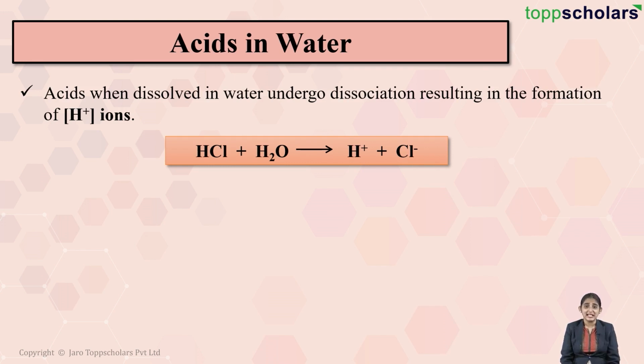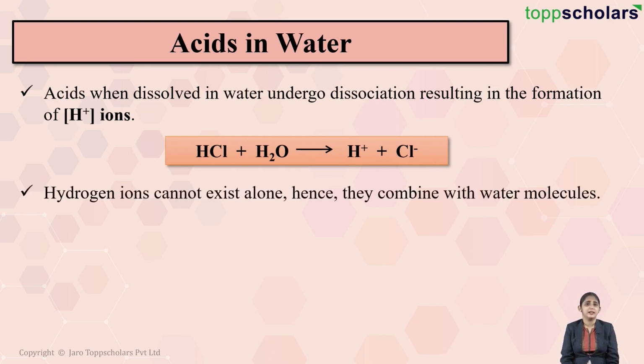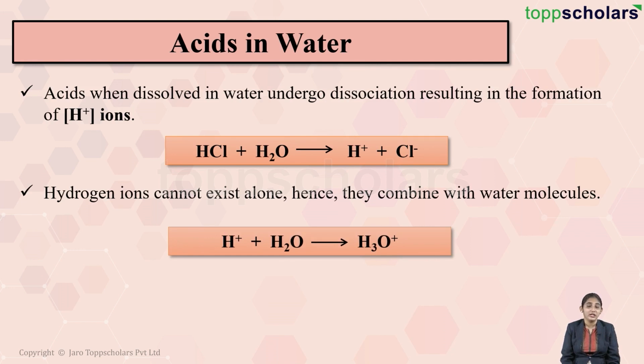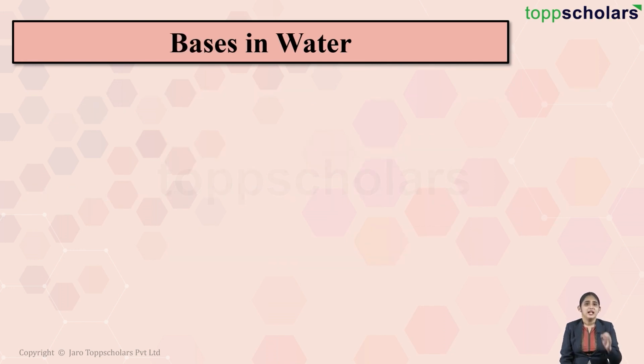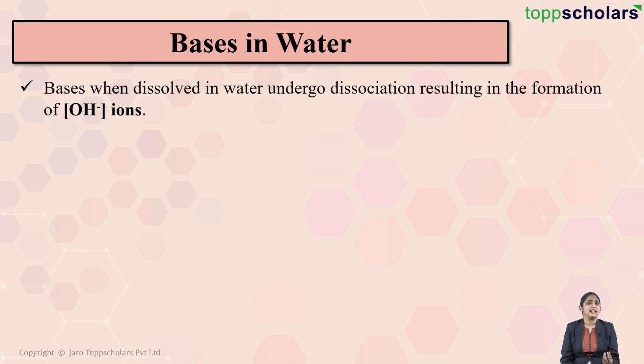Now friends, these H plus ions cannot exist independently. So these H plus ions combine with water molecules, resulting in the formation of hydronium ion, that is H3O plus. Now let's discuss bases in water. If I take a base and dissolve it in water, it undergoes dissociation, that is, it breaks up into ions. So what I get is hydroxide ions in the solution. So bases are substances which on dissolving in water dissociate to give you hydroxide ions.